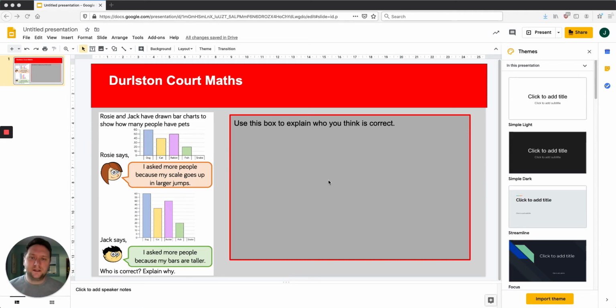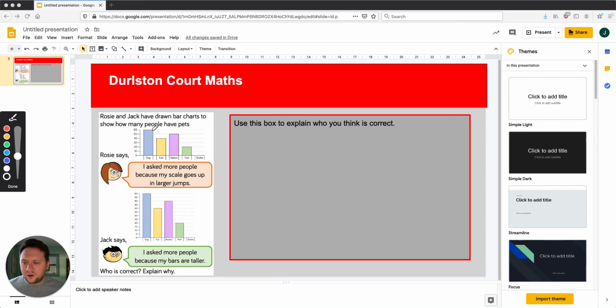Before I try and go into who is correct and explaining why, I'm going to look closer at their bar models, first of all. Right, so Rosie's bar chart here. She's got dog, cat, rabbit, fish and snake. I'm looking at her vertical axis here, and she's going up in jumps of 10.